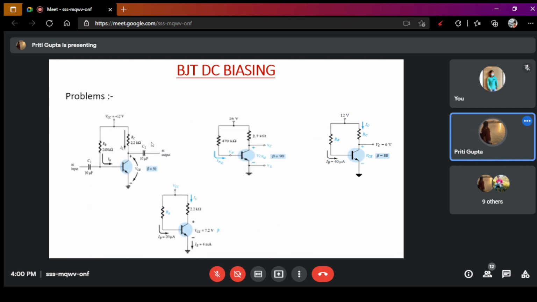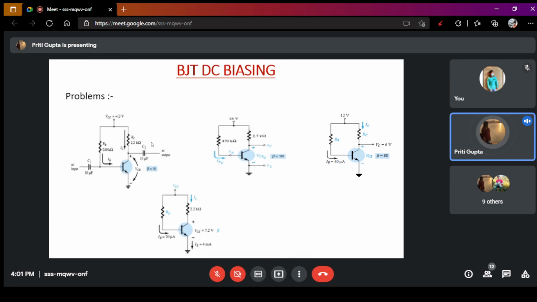Now take the output side and find out VCE. Simple formula. Once you got VCE, what they have asked? VB and VC. Simple. VB equals to VBE, because we all know VBE equals to VB minus VE. VE is grounded, so that is 0. You can easily get VB. Similarly, VCE equals to VC minus VE. VE is 0, so you can easily get VC. Done. In the last, they have asked you VBC. Once you get VB and VC, VBC will be VB minus VC. Simple. So give it a try.